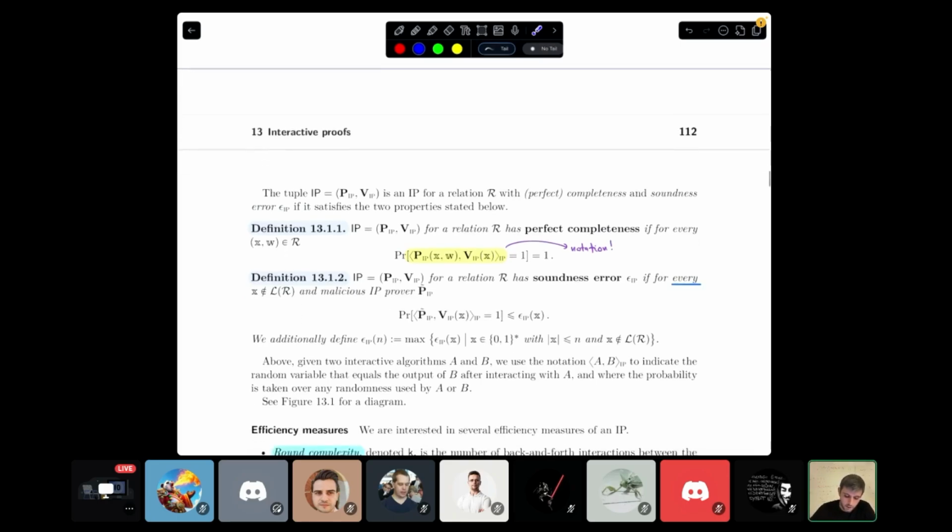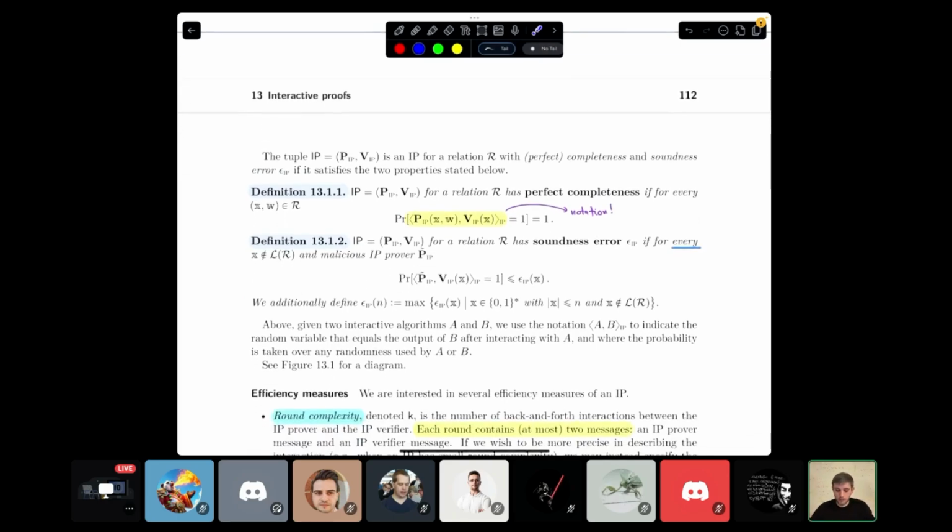Okay, so the next definition, which is going to be very important for us, is the definition of soundness. Soundness means that for every X which is not in the language, and for every malicious prover strategy, there shouldn't be a way for the prover and the verifier to interact such that the verifier would say that X is in the language. This is by design.